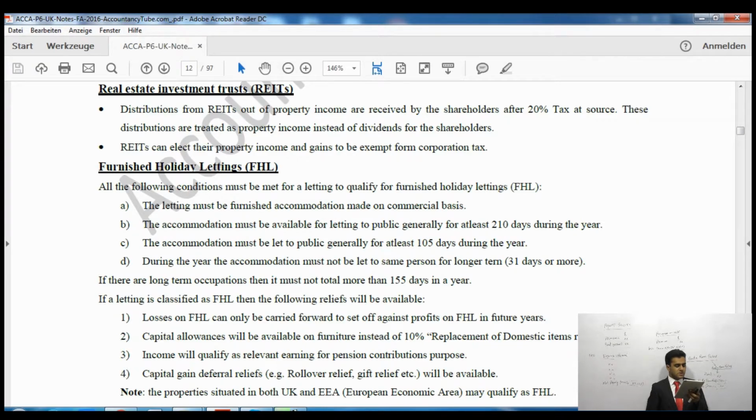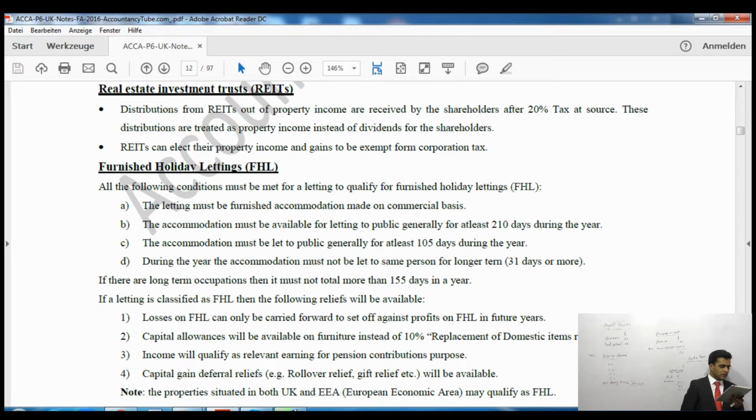Now what did I say? That when a real estate investment trust pays the dividends, they will tell you whether they are paying you out of the property income or the other income. If they're paying you out of the property income, only then can you write it down under the non-savings income. If they are paying you out of other income, then you will have to write it down under the dividends income. Alright?